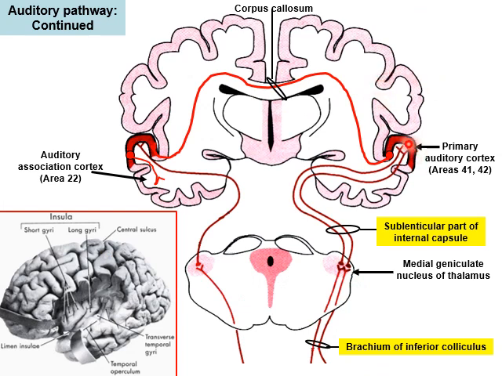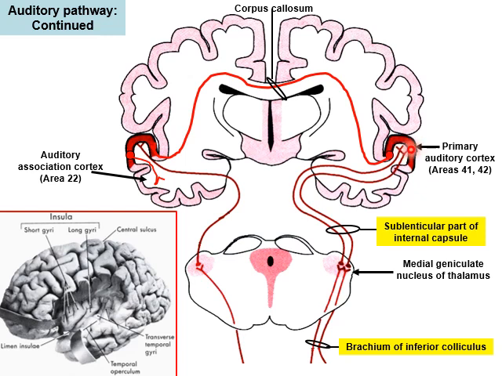When it reaches the primary auditory cortex, which is located at the transverse temporal gyri of Heschl, it is areas 41 and 42. The fibers also cross to the opposite side, from one primary auditory cortex to the other, using the fibers of the corpus callosum to connect one side to the opposite side.